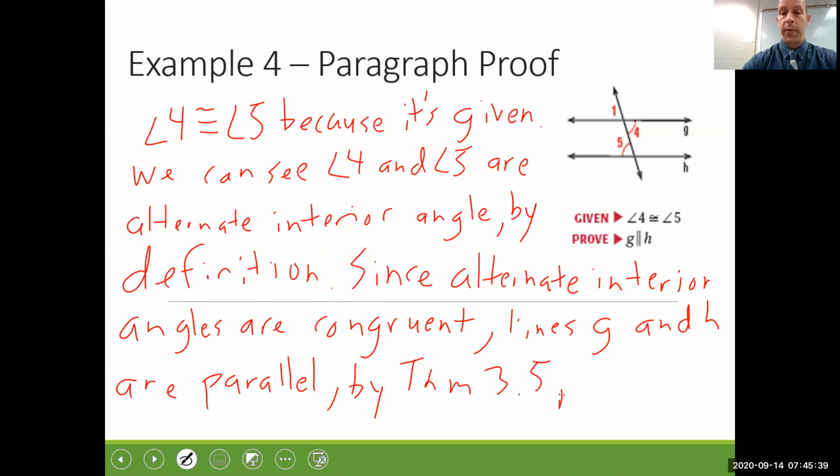Okay, and then typically when we write a paragraph proof, at the end we put a little box there, or you can put a little square. So that's an example of a paragraph proof. A paragraph proof is just when you write sentences out instead of doing 2 columns. I personally prefer 2-column proofs, but I wanted to show you a paragraph proof.